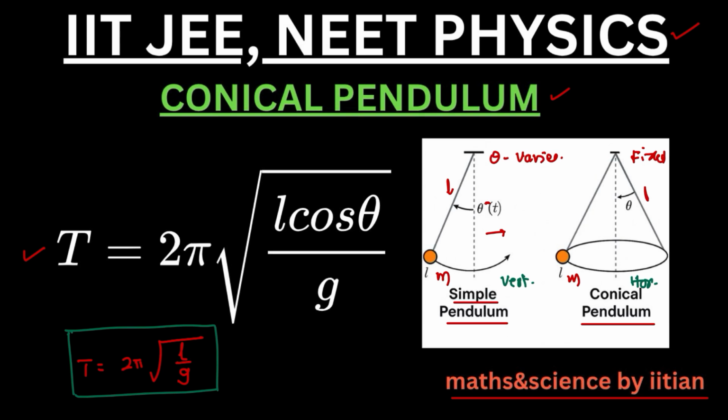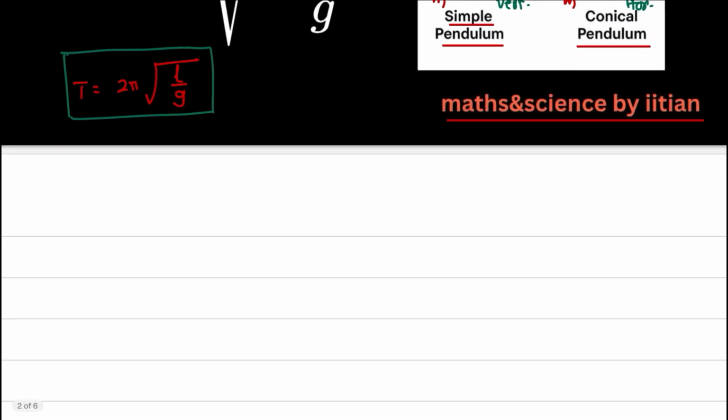Now let us derive this expression. Why have I taken this up in this lecture of rigid body motion? Because this conical pendulum is a mass m making a circular motion in a horizontal plane. Hence, it can be taken up for the rotational motion of a mass. Hence, I have taken up this conical pendulum in this series of lectures.